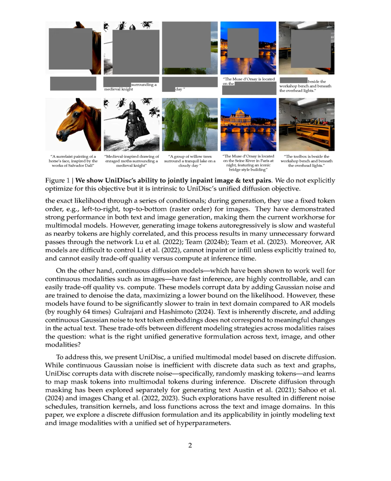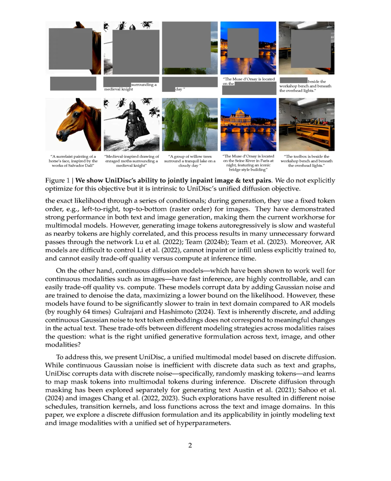Can you explain how the proposed UniDisc method works? Please illustrate it step by step, focusing on the discrete diffusion process and how it is used for both text and image modalities. The proposed UniDisc method operates through a unified discrete diffusion process that effectively handles both text and image modalities. First, it corrupts data by randomly masking tokens, which allows the model to learn to map these masked tokens back to their original multimodal representations during inference.